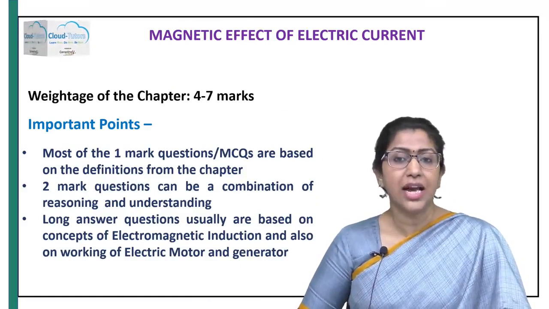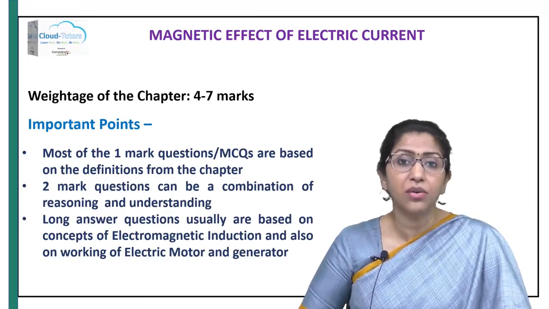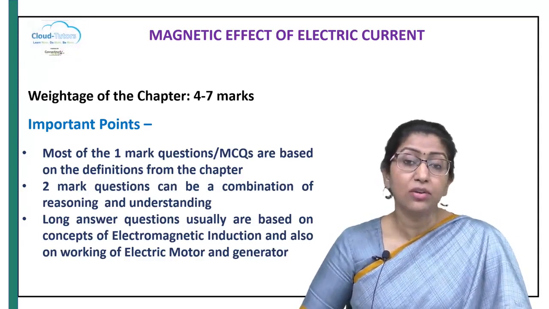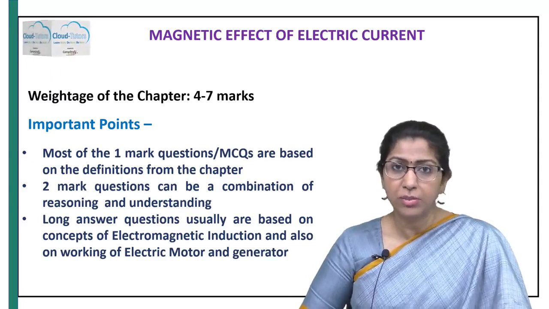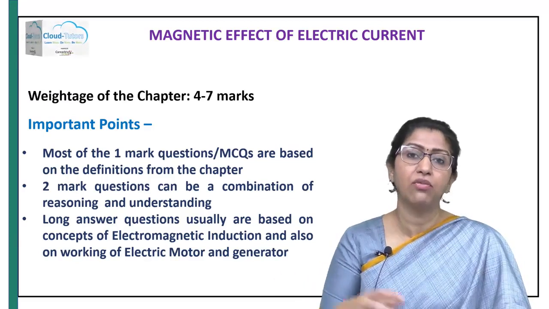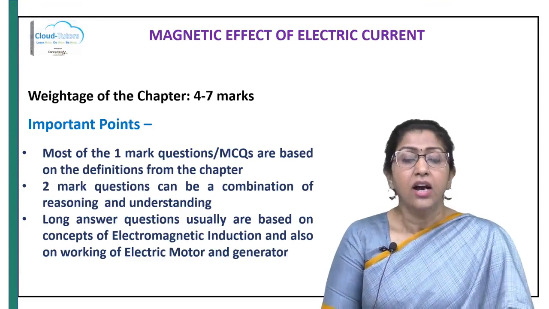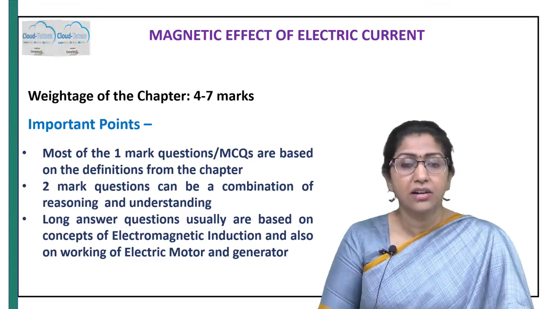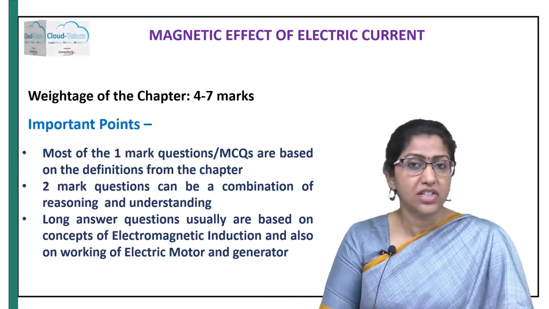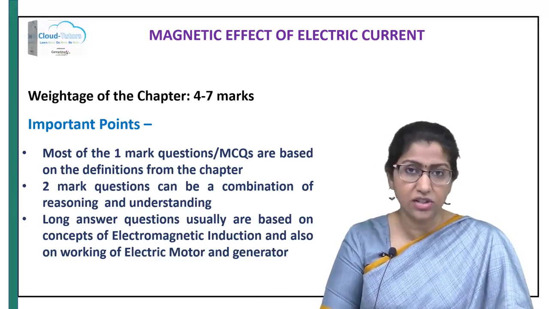1 or 2 marker questions can be based on your definitions from the chapter, or very simple circuit diagrams, or very simple magnetic field line patterns that we have looked at in previous sessions. That could also be a 1 marker question where you will be asked to draw the magnetic field lines pattern, from what direction to what direction they go, and things like that. While long answer questions are majorly from your electric motor part or electric generator part, which we will be looking at in today's session and in the next session as well.